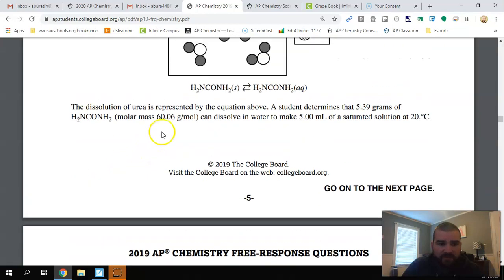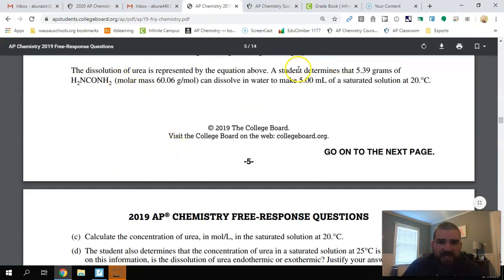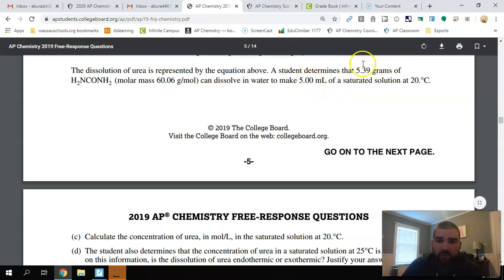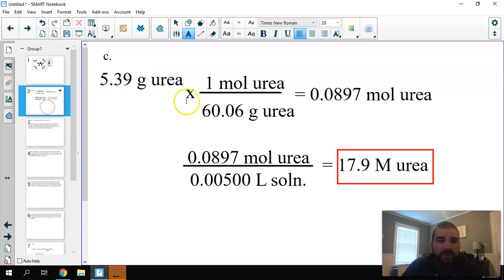Part C, this was a little annoying, there's a page break here, but we need this information for question C. Question C is asking us to calculate the concentration, in other words, molarity, of the urea solution, and the information for that solution is given up above. So we have 5.39 grams of the urea, they give us the molar mass, which is nice, we don't have to do that or look that up, and then we have 5 milliliters total of solution. So if we want to find molarity, we just convert our grams into moles, and then take our moles divided by our liters. And that's it. It's a tiny little factor label problem here, and it's going to look like this.